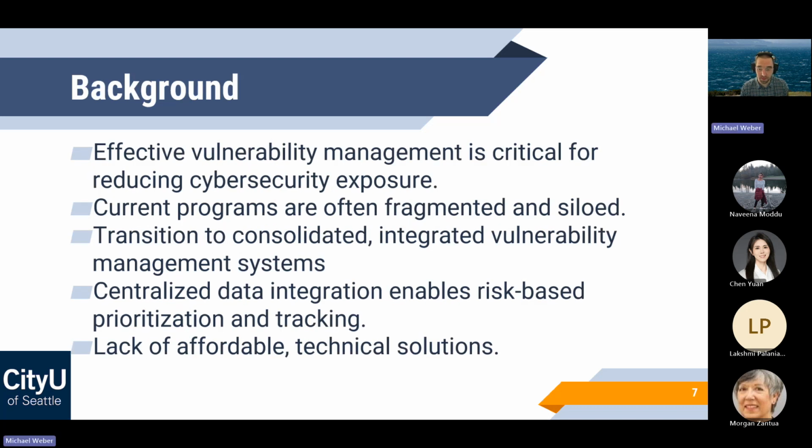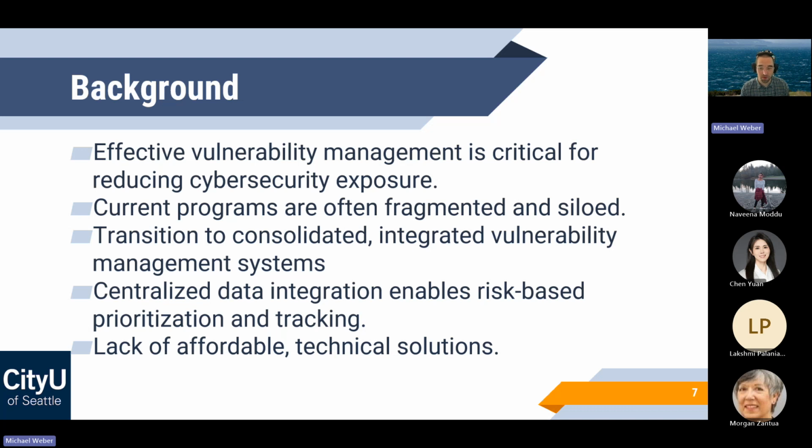Effective vulnerability management is crucial to reducing cybersecurity exposure. Again, organizations face challenges due to the multitude of vulnerability inputs getting lost in the noise. This hinders our ability to understand what our security posture is. It additionally leads to inefficiencies and suboptimal decision making. This lack of integration between security tools and the absence of a centralized view further compounds the issue.